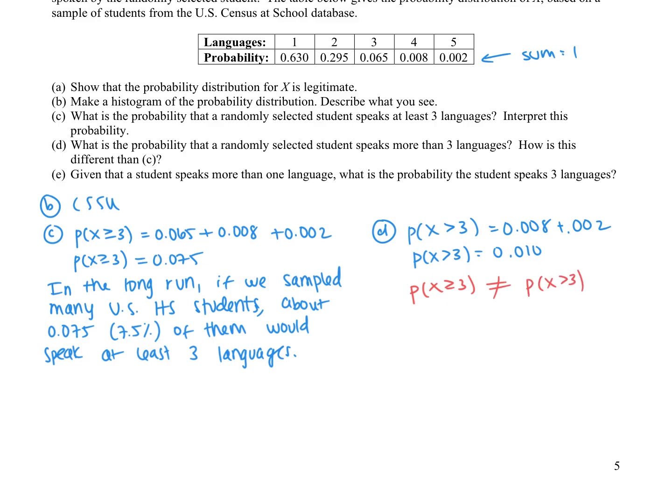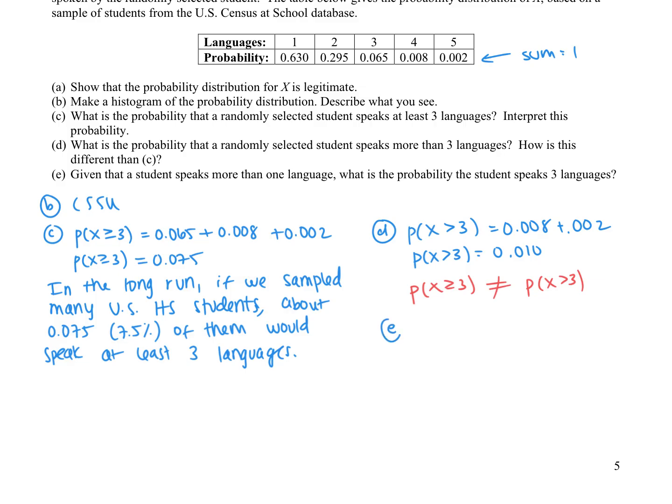And you're like, yeah, duh, of course it's not. That's not always going to be the case, though. For a discrete distribution, that's the case. If you speak more than 3 languages, that's not the same as speaking 3 or more. That's for discrete. But when we get to continuous, we're going to see those are the same. So those two are different.